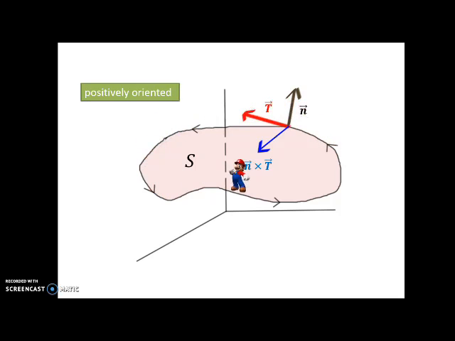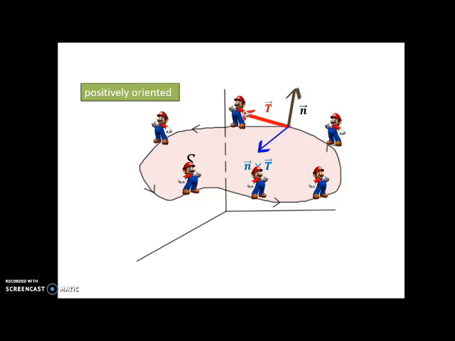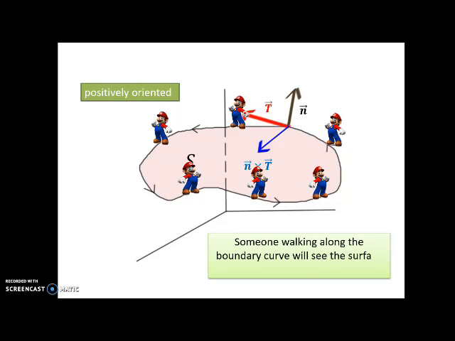So there goes Mario around. That wasn't quite right, but that's more or less what it looks like. As he walks around, the surface is always to his left, and he's standing up the same way as N is. Someone walking along the boundary curve will see the surface to their left and N pointing upward, same as their body. So that's what we mean by positively oriented.